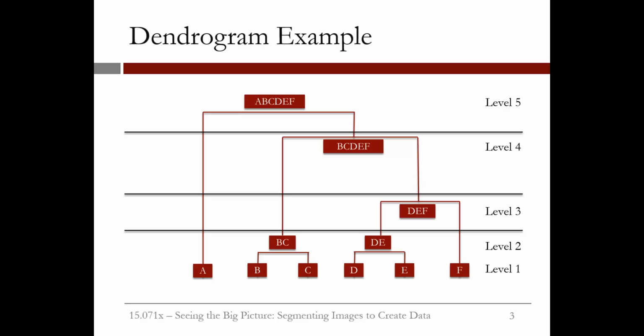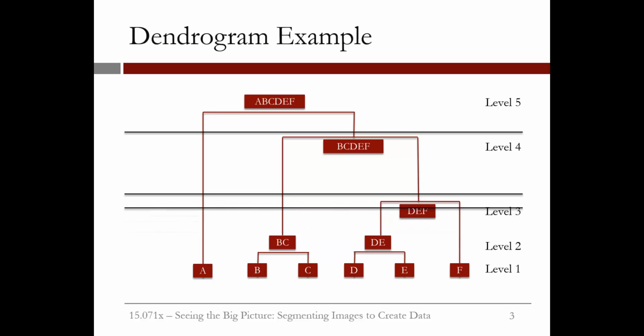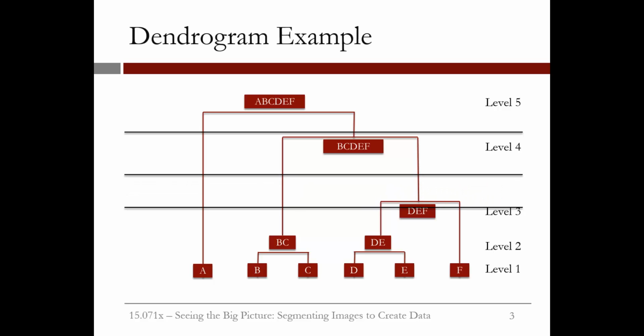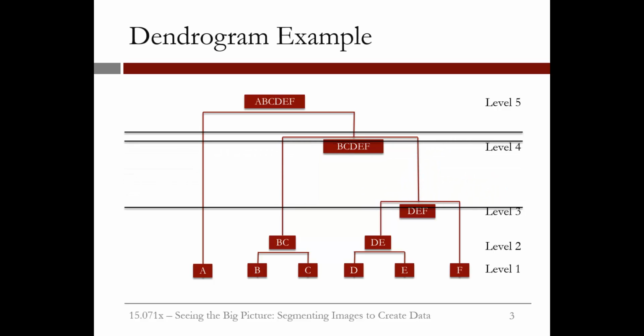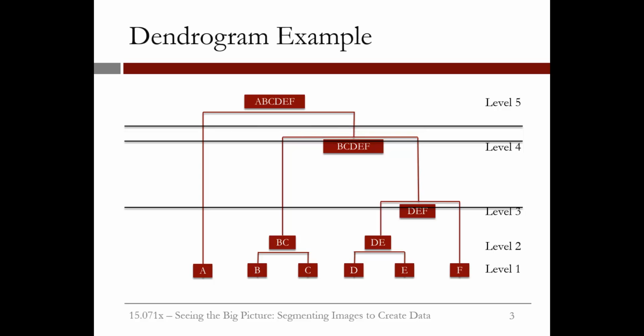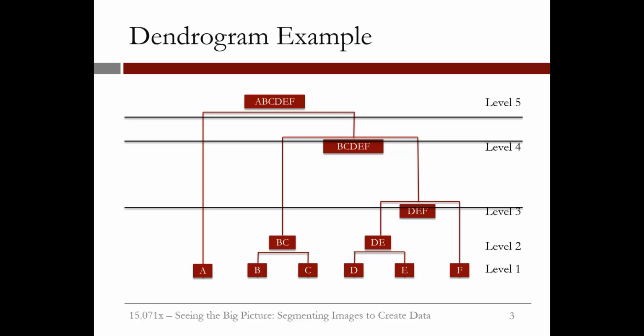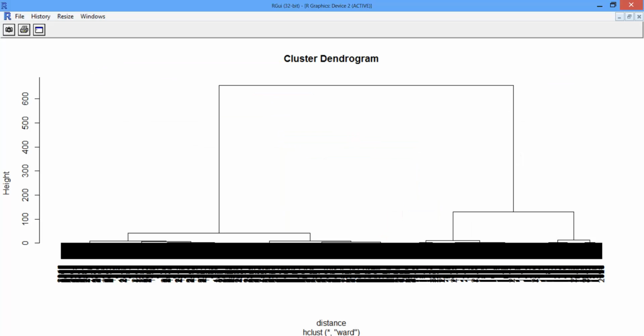For instance, the cut between levels 2 and 3 can go up until it reaches cluster DEF. The cut between levels 3 and 4 has more room to move until it reaches the cluster BCDEF. And the cut between levels 4 and 5 has the least room. So it seems like choosing 3 clusters is reasonable in this case. Going back to our dendrogram, it seems that having 2 clusters or 3 clusters is reasonable in our case.